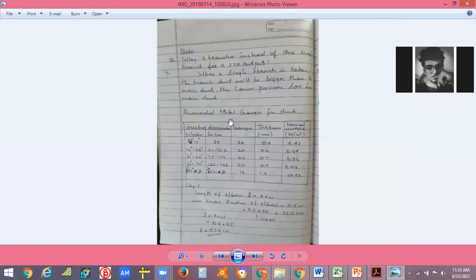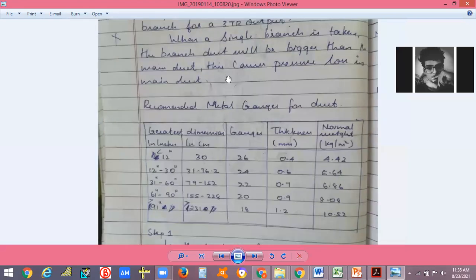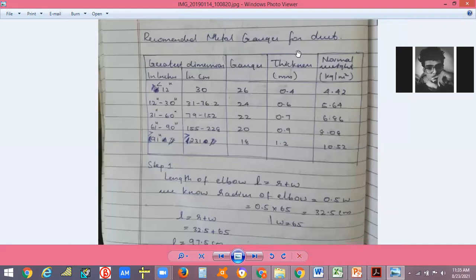Now, next one is, leave that. The recommended metal gauges. Okay, so just listen here. Okay, that's enough. This is the given. I think we have already gone through this before, during the duct sizing. Okay, I have shown this.